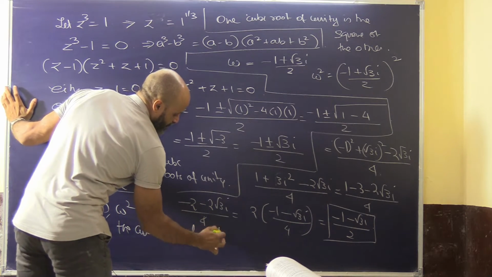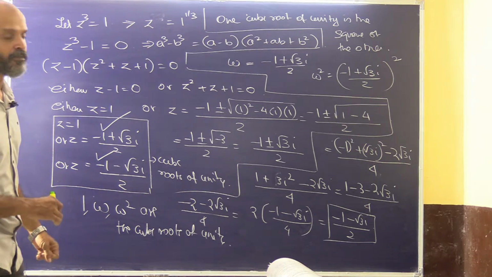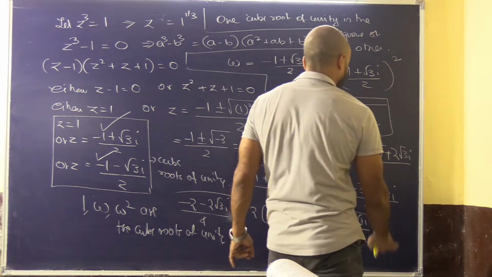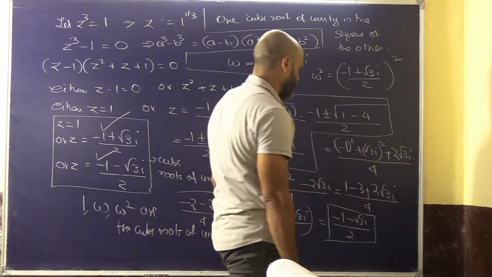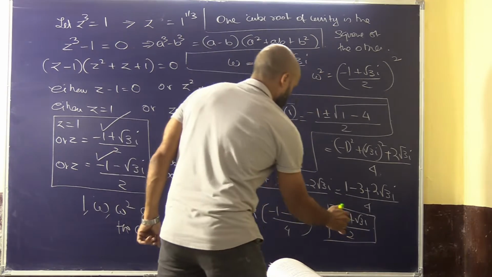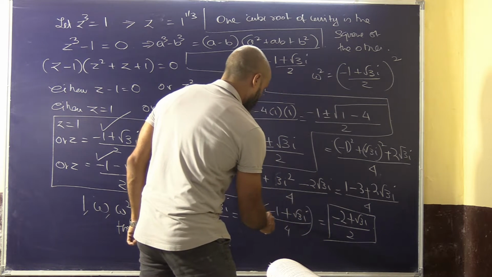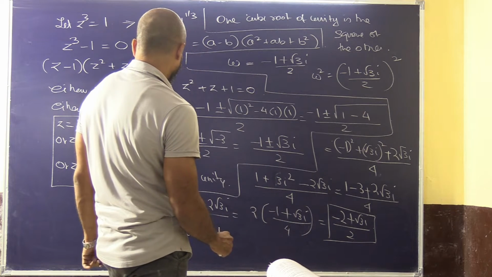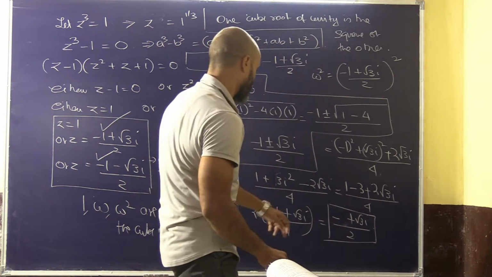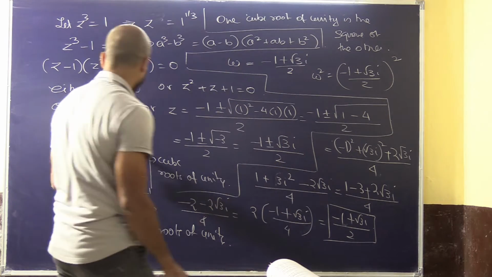If you happen to square this one, you will get this value. In the same way, if I happen to square this one, what will happen? This will become plus, which will result in minus 2 plus root 3i over 4. So this will be minus 1 plus root 3i by 2. So we are getting this value.